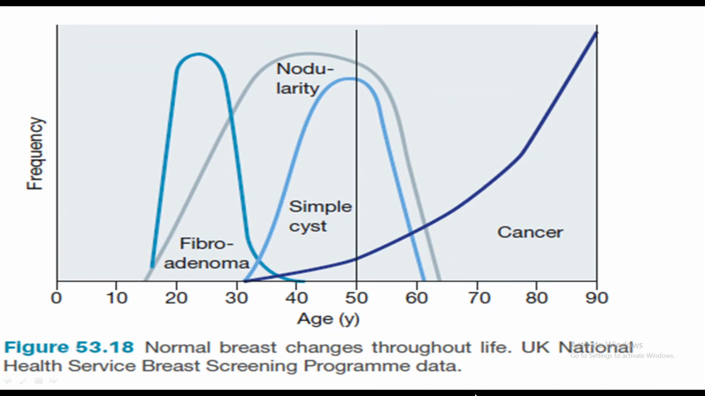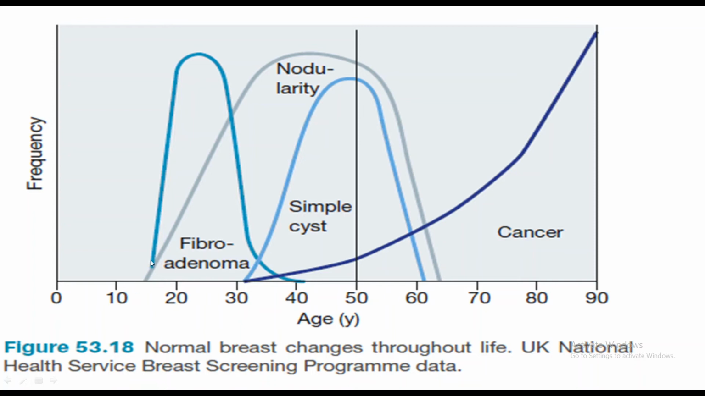Now, this is ANDI, which includes fibroadenoma, nodularity, simple cyst, and cancer is a different term. So, in fibroadenoma, you can see this. Around 15, there is starting of this, which peaks at around 30 and 40. Then it is coming down at around 62, 63 years of age. Then simple cyst again at around 30. It peaks at around 50 years. Again at 60 years it is coming down.